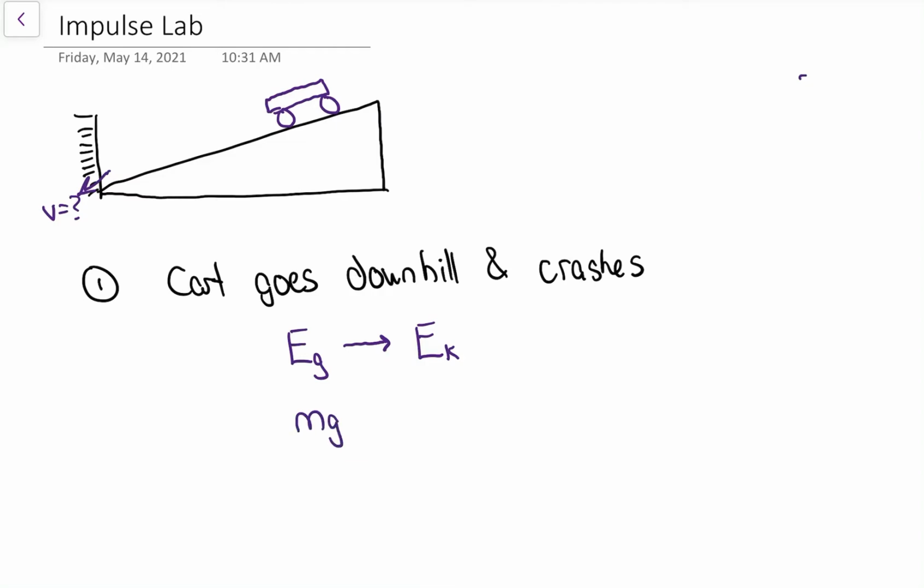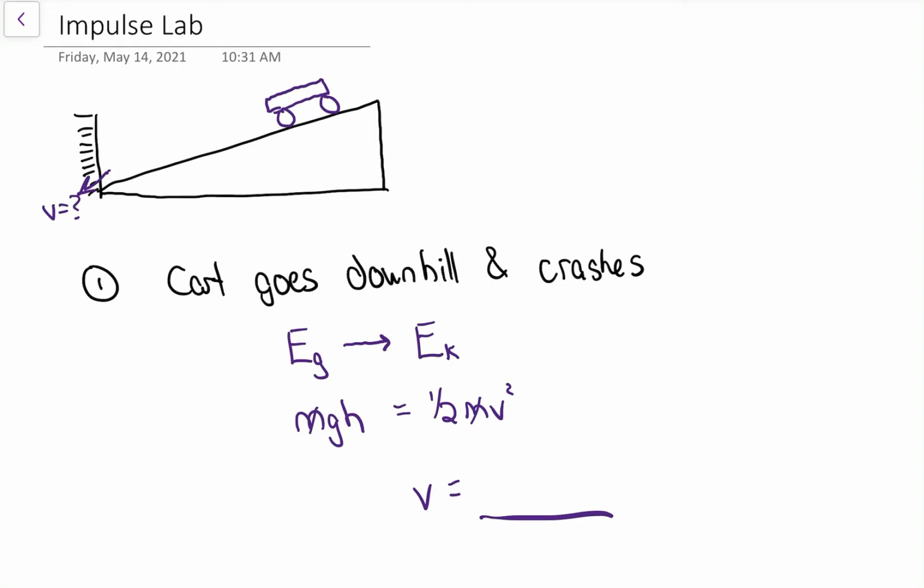Gravitational energy, because we're close to Earth, we don't have to use that crazy one that we talked about in class the other day. It's just going to be mgh. Kinetic energy is always 1/2 mv squared. The m's are going to cancel. There's enough there that you can figure out the v that it had when it bonked into the wall.